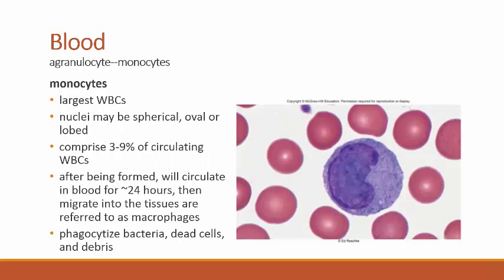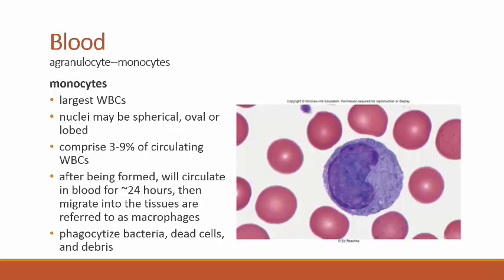So what about the agranulocytes? Two kinds of agranulocytes. There are the monocytes. These are the largest of the white blood cells. They are also polymorphonuclear because the nucleus could be spherical, it might be oval, or it could be lobed. They comprise something between 3 and 9%, so again, a relatively low proportion of circulating white blood cells.